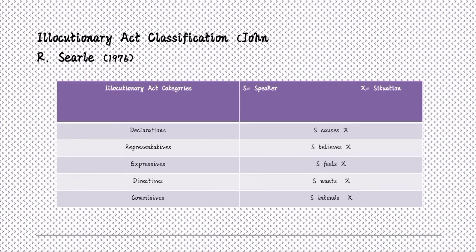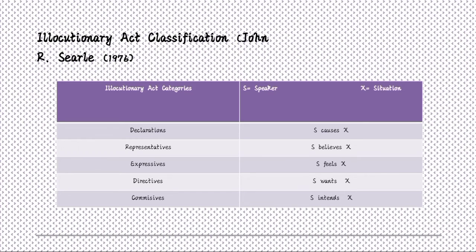And next is expressive. The speech acts include thanking, apologizing, welcoming, and congratulating. For example, when someone says, "Don't be shy, my home is your home," the utterance represents the speaker's expression that he or she welcomes someone.